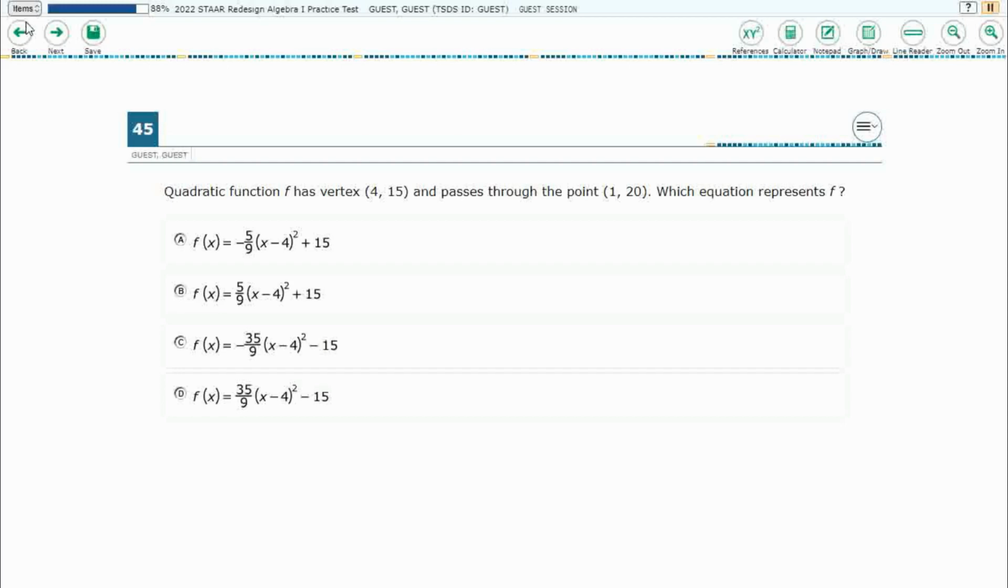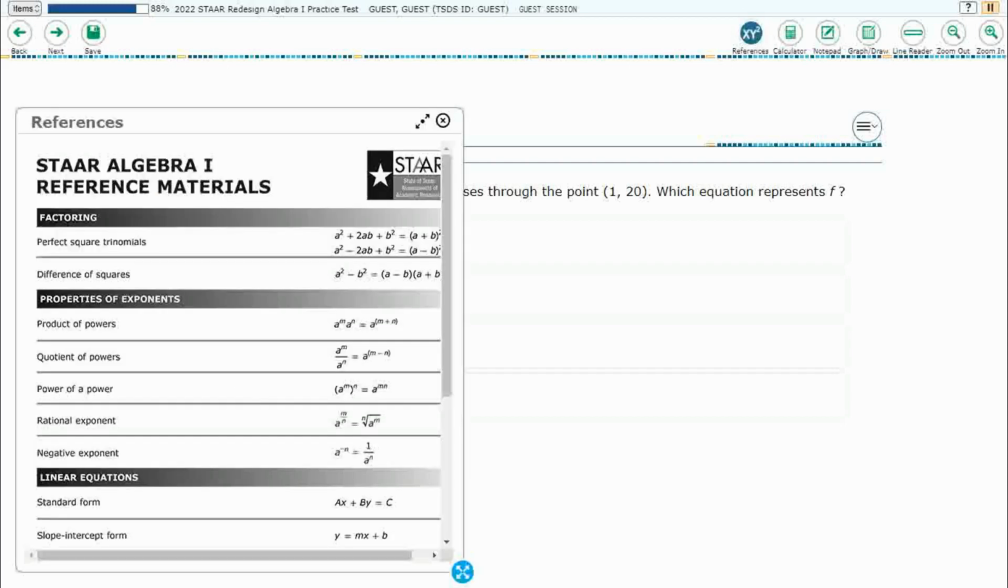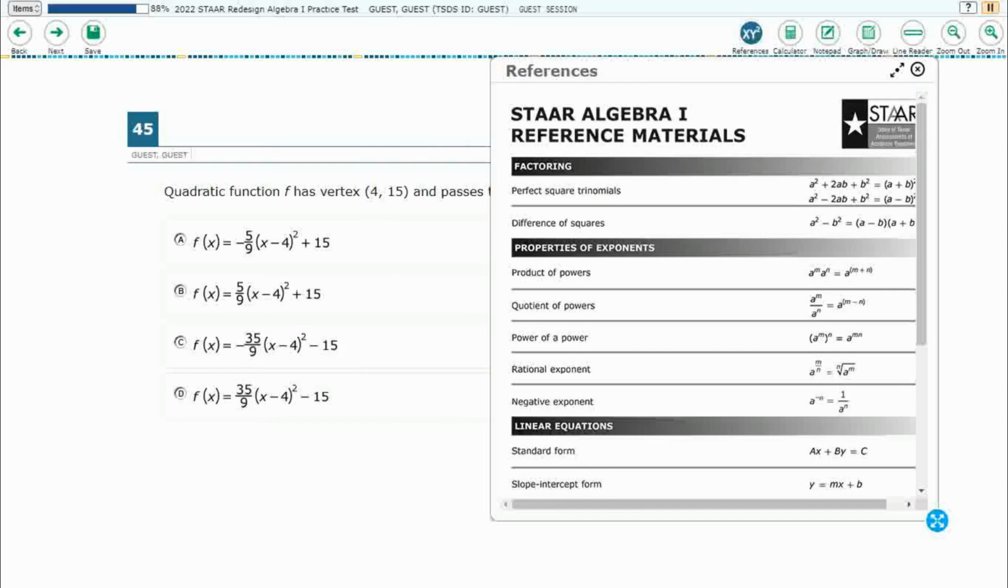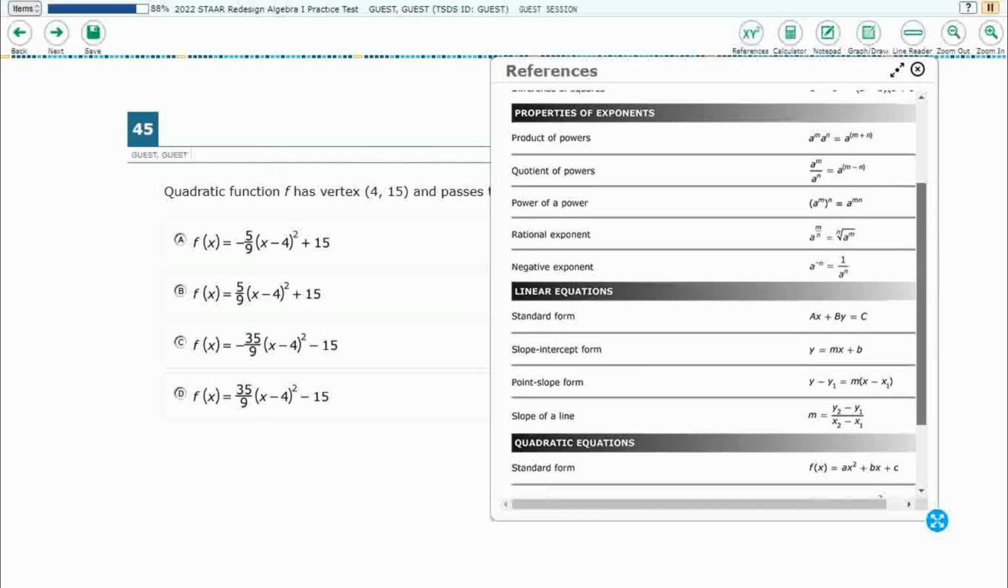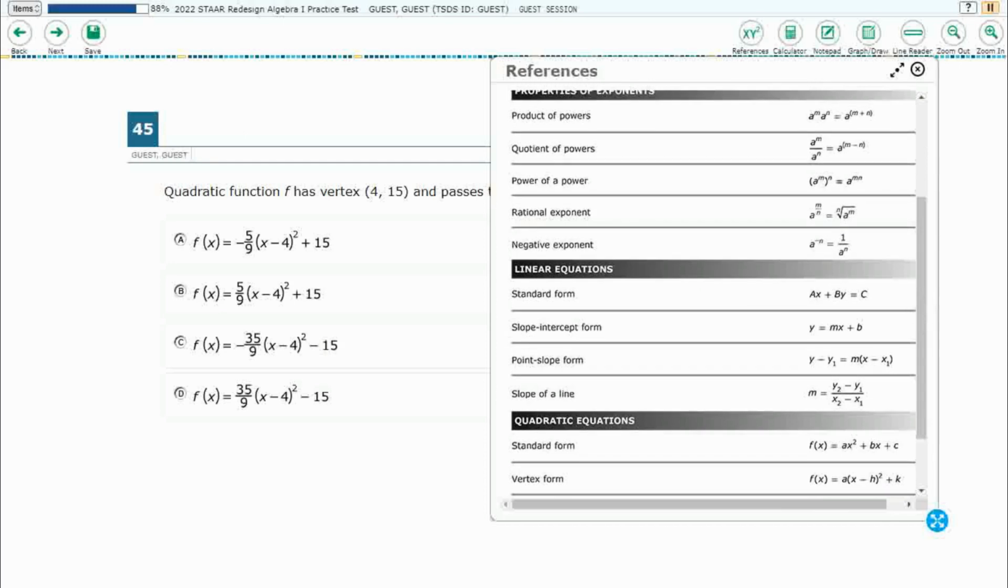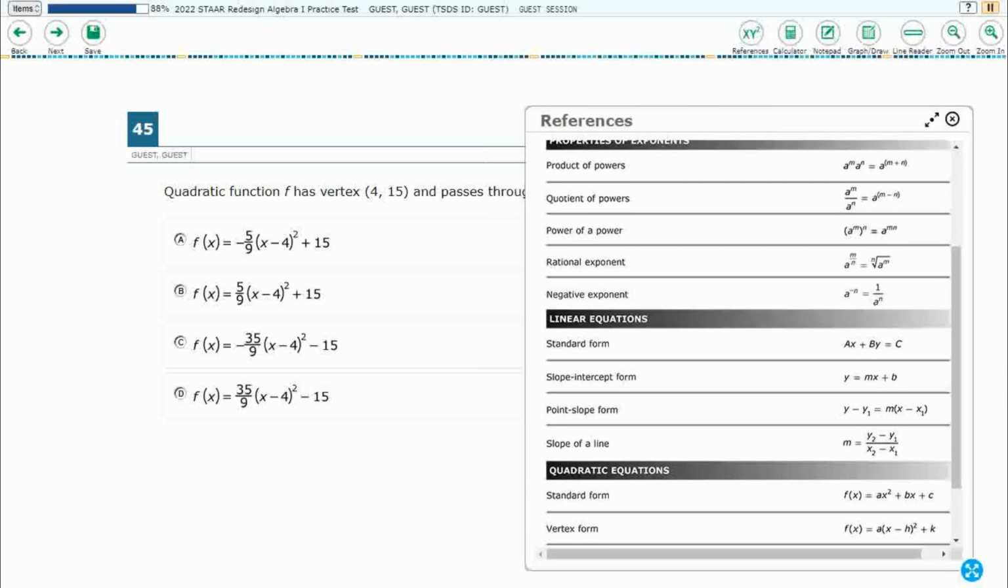So we have a quadratic function that has a vertex (4, 15) and passes through the point (1, 20). Which equation best represents f? We'll take a look at A, B, C, and D, because if we look at our reference material, you are going to notice that they all look the same. If you look at our quadratic equations, scroll down and take a look at that bottom one, vertex form. All of our answer selections are in vertex form, a(x minus h) squared plus k. So we need to find vertex form here.